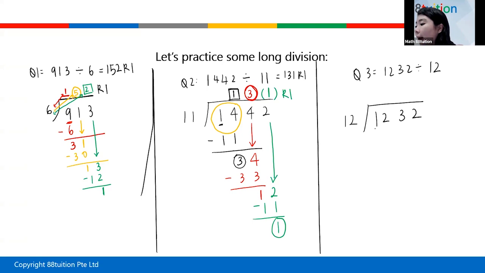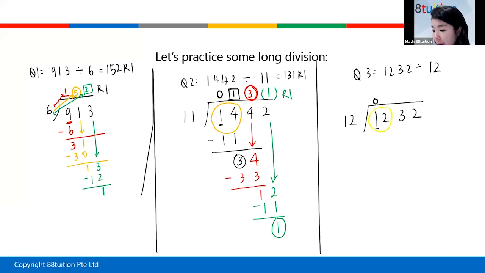Can 1 be divided by 12? Yes or no? Good. So we put a 0 here. So there should be a 0 here. Sorry, just now I didn't let you know. So what do we look at now? Here we look at 14. So here, what do we look at? 12, very good.